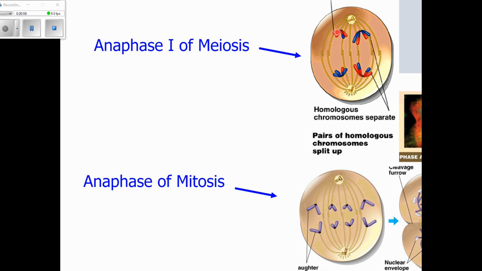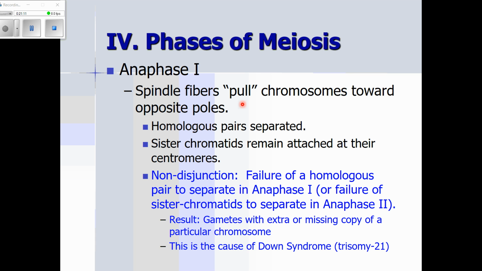Notice this chromosome still has both of its chromatids. This chromosome still has both of its chromatids. The sister chromatids remain attached in anaphase 1.